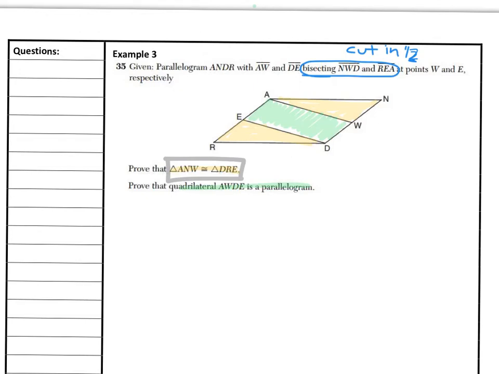Okay, so we've got this parallelogram. And you want to think about what you know about parallelograms. You, first off, know that opposite sides are congruent, right? So let's state that after we state our given.